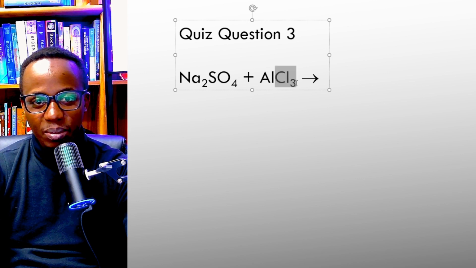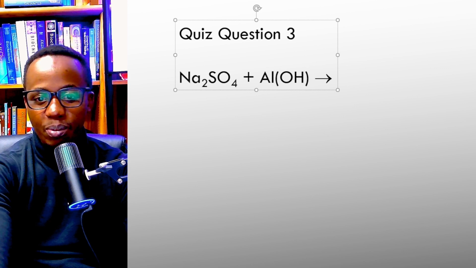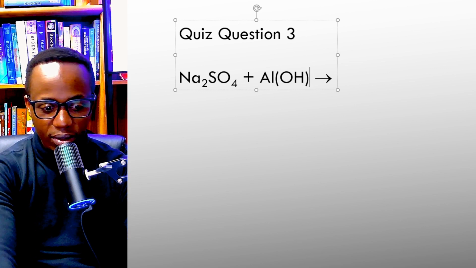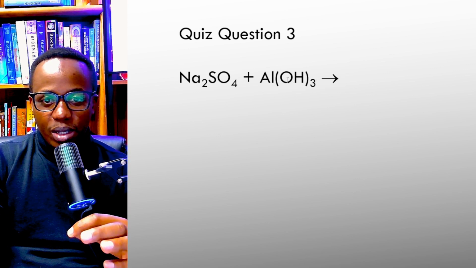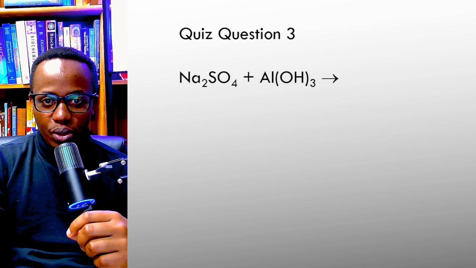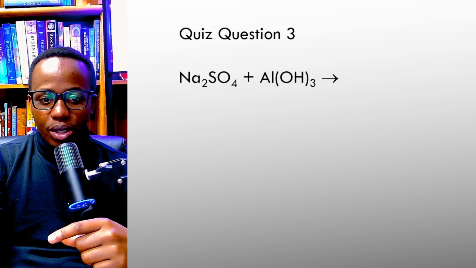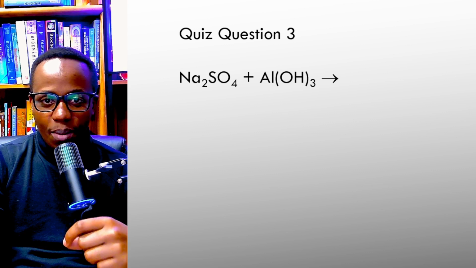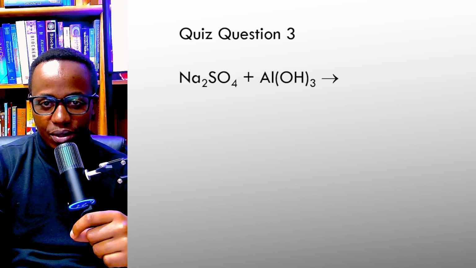I'm trying to make it interesting, not boring, but also not too difficult. All right, so sodium sulfate plus aluminum hydroxide. For this one, I want you to do two things. I'm not going to give you the products. First of all, I'm going to give you a quick hint. What type of reaction is this? It's a double replacement.